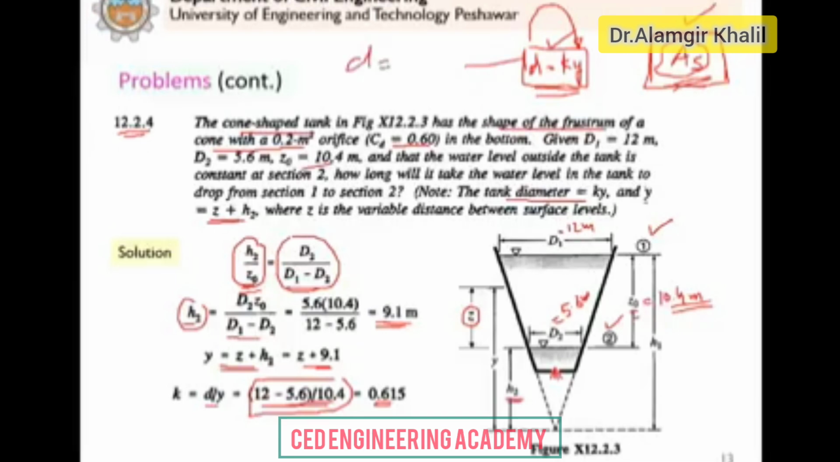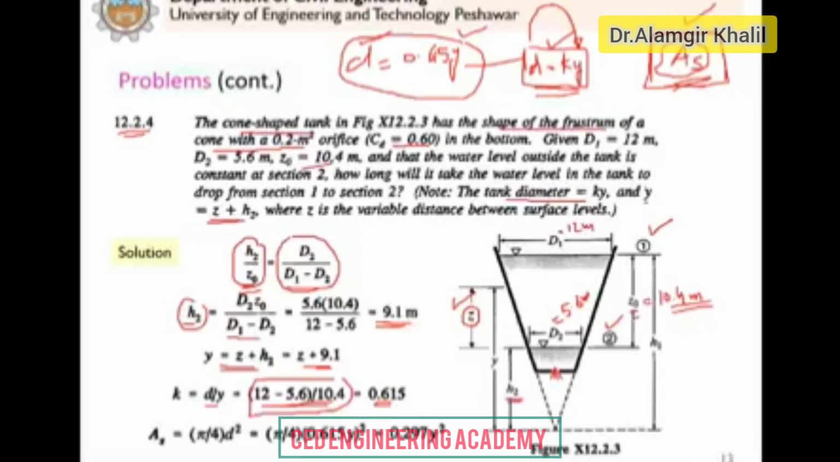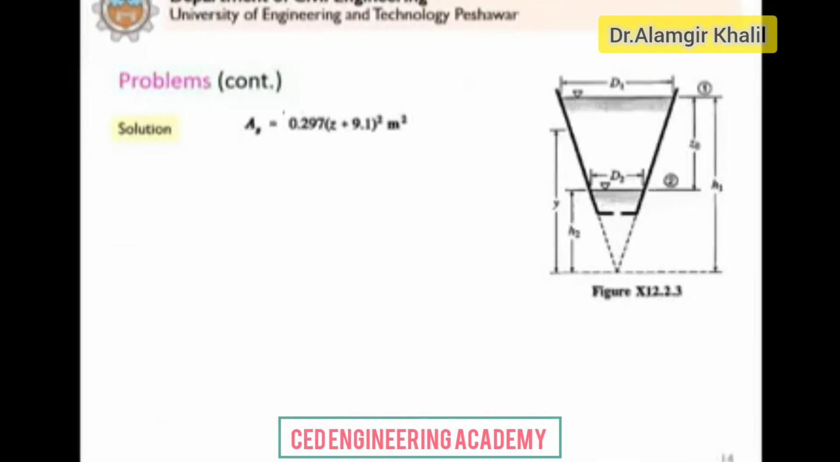So this is equal to D equals 0.615 times Y. So now you change the Y, you change the diameter. But because we have to express this in terms of Z, not Y, in AS equals pi by 4 D square, D will be equal to 0.615 times Y, but now Y we have to replace by Z. So AS is equal to 0.297 into Z plus 9.1 whole square. So now your AS is expressed in terms of Z. So now with dZ and Z, we will be able to evaluate the integral to calculate the time for water level to come from 1 to 2.